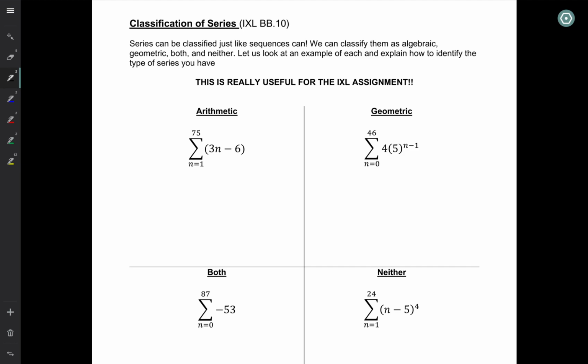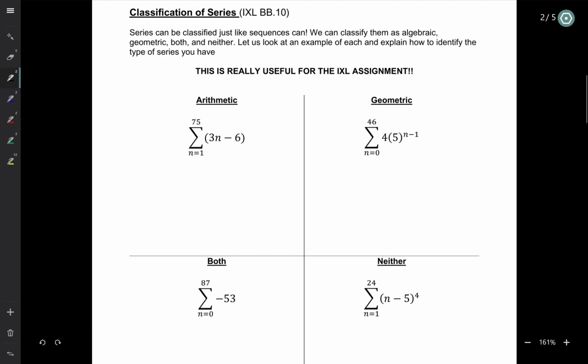Now this is really important for the IXL assignment. The IXL assignment is literally you going through and identifying each of these things. I'm going to tell you what you need to look for to see that it's arithmetic, geometric, both, or neither. Pay very close attention. It'd be a good idea to write this down.